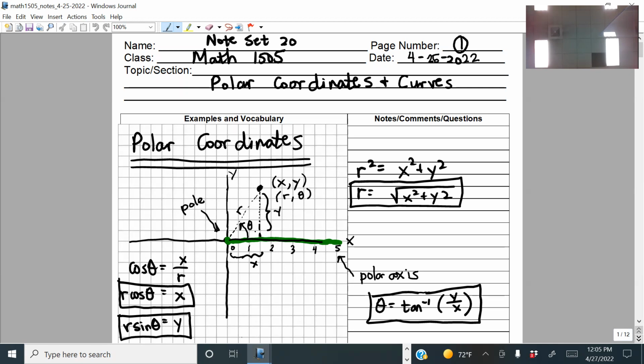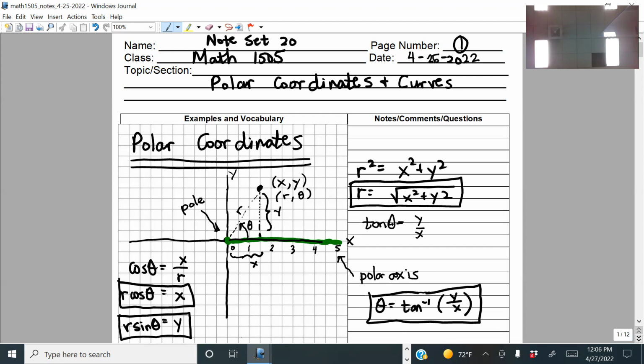Now, what about the angle? Well, the angle is a little bit harder. Let's see if we can figure out how to find this angle. Look at this picture. In this picture, there we have theta, right? Notice if you compute the tangent of theta, how would you compute the tangent of theta from this picture? That's opposite over adjacent, right? So in this picture, that's y divided by x.